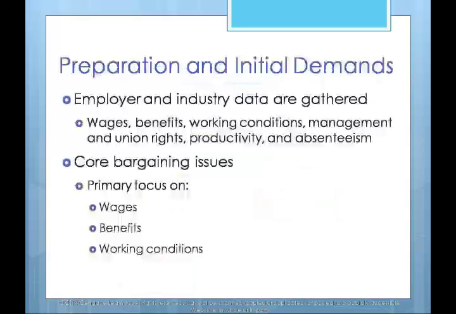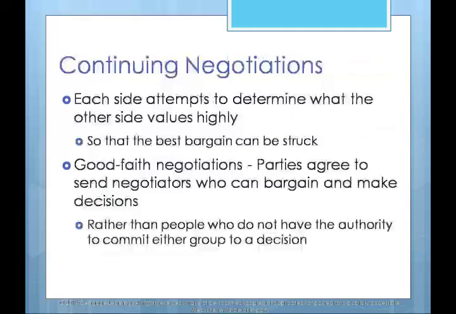So this gives you the details that you prep for the initial demands. That's wages, benefits, working conditions, management, union rights. Most of the time employers give industry data of what the wages are. The core bargaining obviously is wages, benefits, and working conditions. Then each side attempts to determine what the other side values.